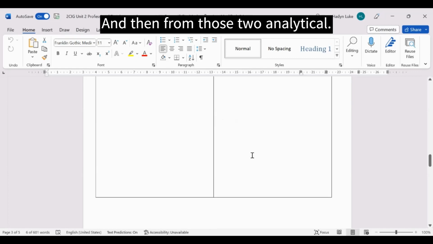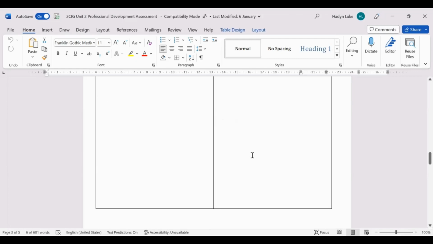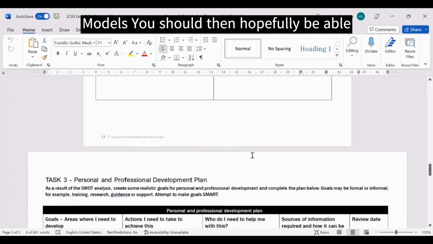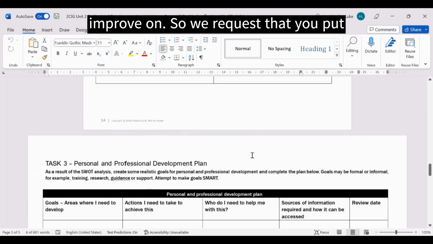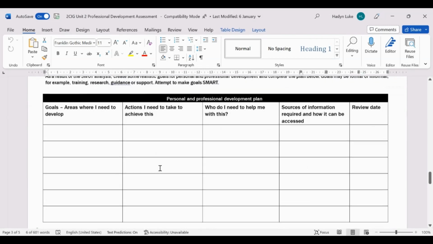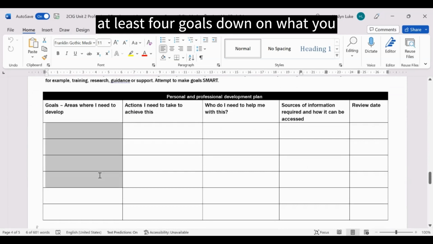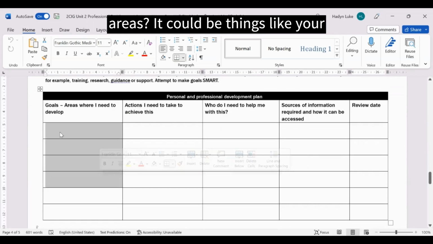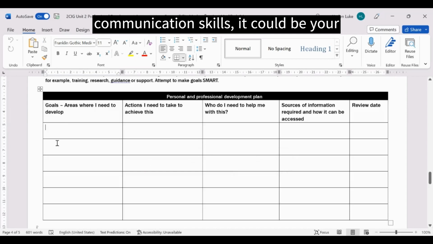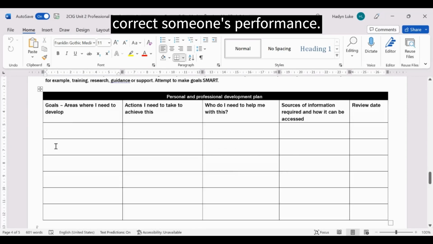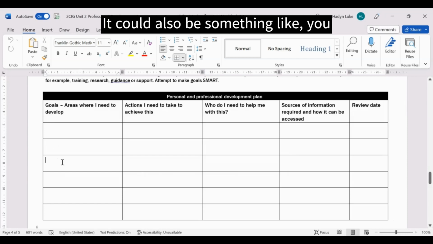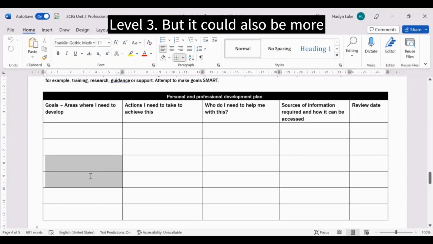And then from those 2 analytical models, you should hopefully be able to identify some things that you need to improve on. So we request that you put at least 4 goals down on what you feel you need to improve on. So what areas? It could be things like your communication skills. It could be your ability to observe and correct someone's performance. It could also be something like, achieve my level 2, achieve my level 3.